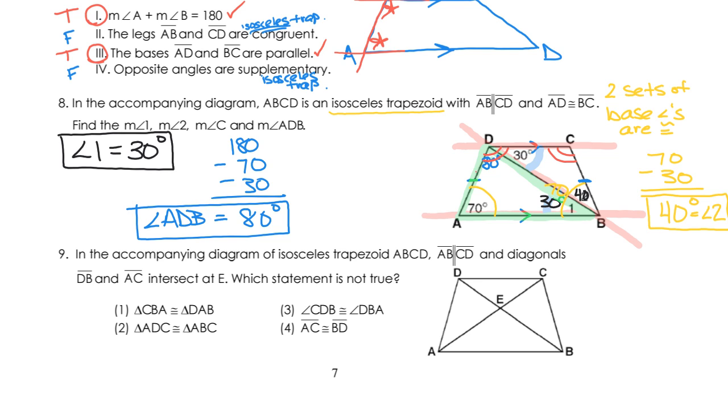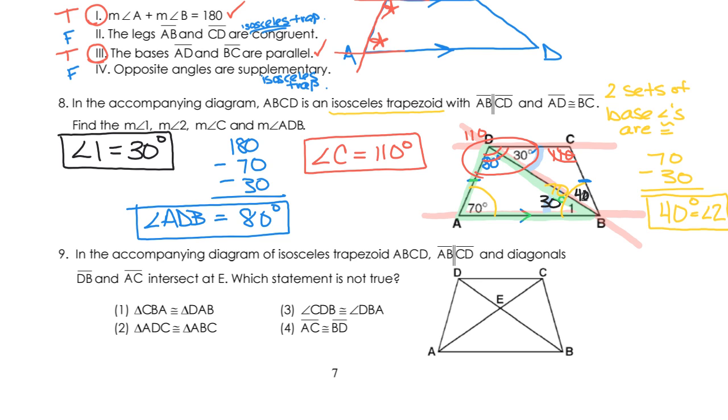And if we look here, this entire base angle, 80 plus 30, is 110 degrees. And therefore, this must also be 110 degrees. So angle C equals 110 degrees.